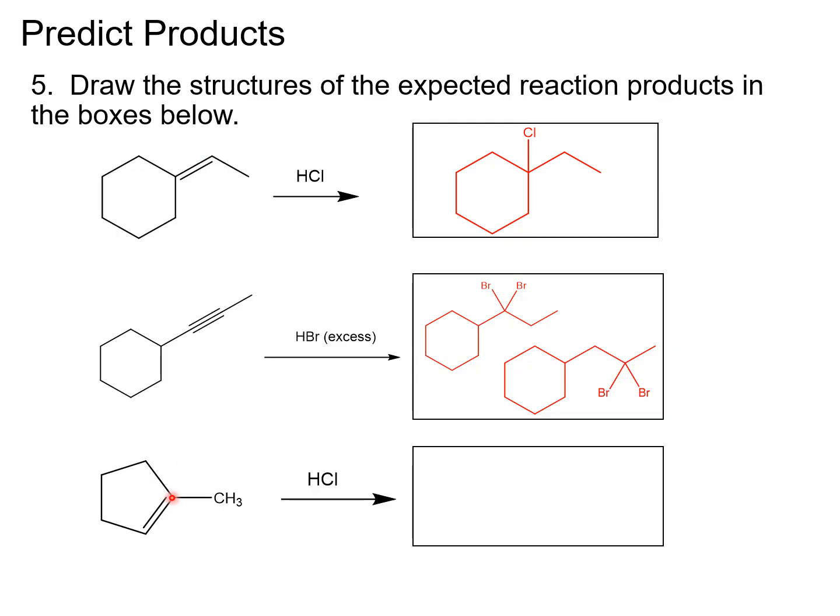This carbon has no hydrogens. This carbon has 1 hydrogen. That's where the H is going to end up. So my chlorine is going to end up to the next position.